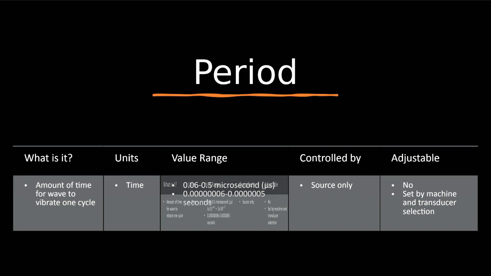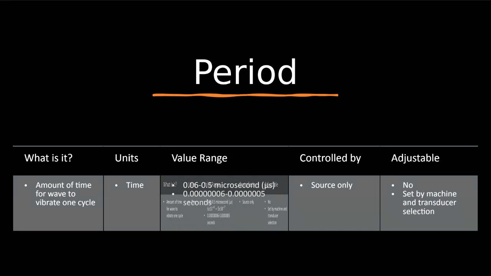Okay, so period. This is kind of exactly what it sounds like when you think of a time period. You think about a little blip in time, whatever era you're talking about. And that's the same concept when it comes to period for a sound wave. We're talking about how long it takes for one wave to complete one cycle. So we are looking at something being measured in a value of time, and we need to make sure that our units match up with that. The typical value range in ultrasound is 0.06 to 0.5 microseconds.